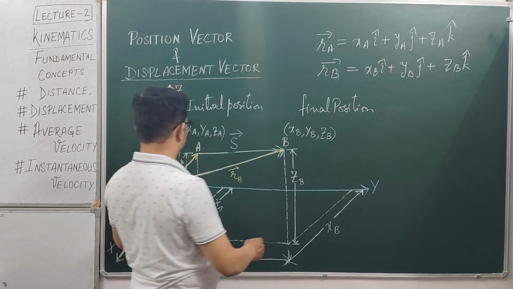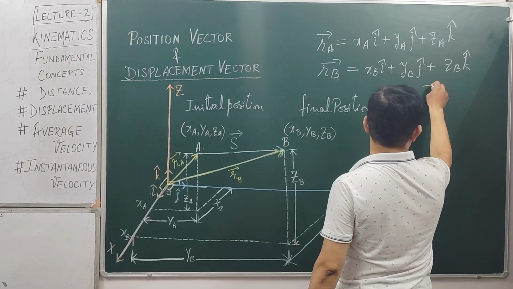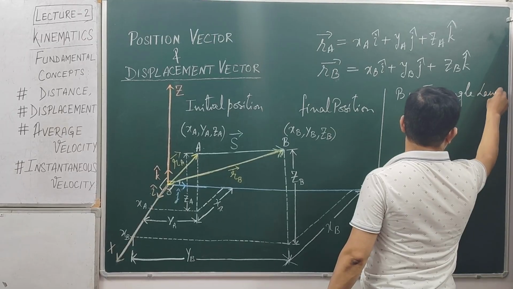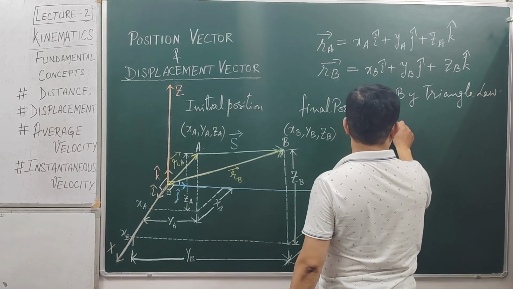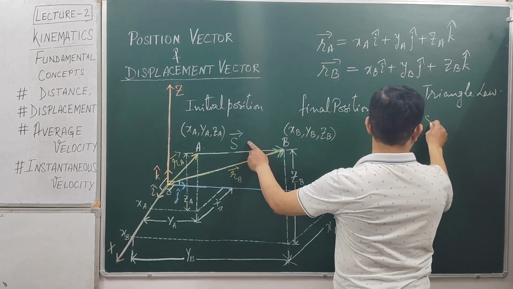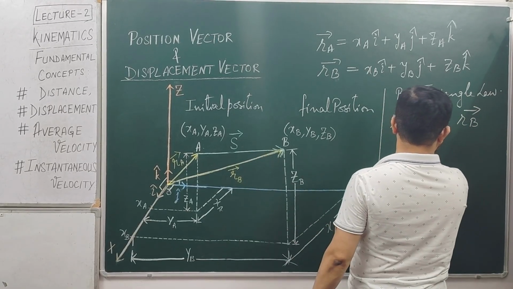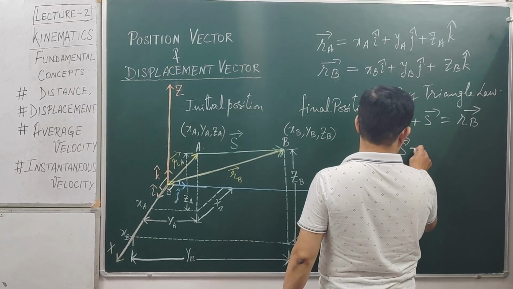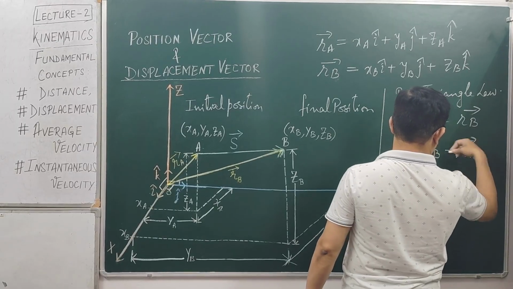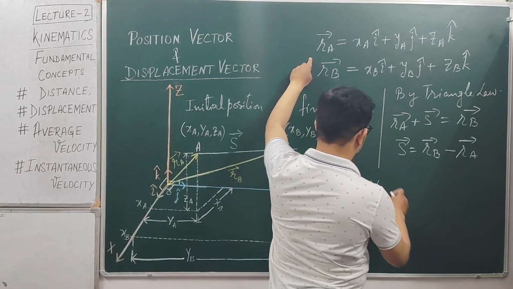So we know that if you apply here the vector triangle law, we can have a relation: RA vector, so this vector, plus the displacement vector should be equal to RB vector. All right, so if you want to find what is S vector, you can write it as RB vector minus RA vector. So RB we already know, RA we already know, so we can get here an expression.